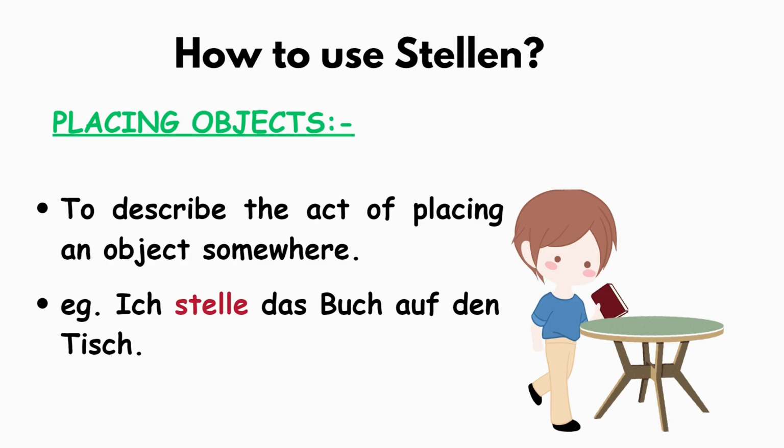Now let's understand the usage of the verb stellen. Stellen can be used to describe the act of placing an object somewhere, which means that the object is not at a particular place and you are doing that action. So, for example, ich stelle das Buch auf den Tisch. I place the book on the table.